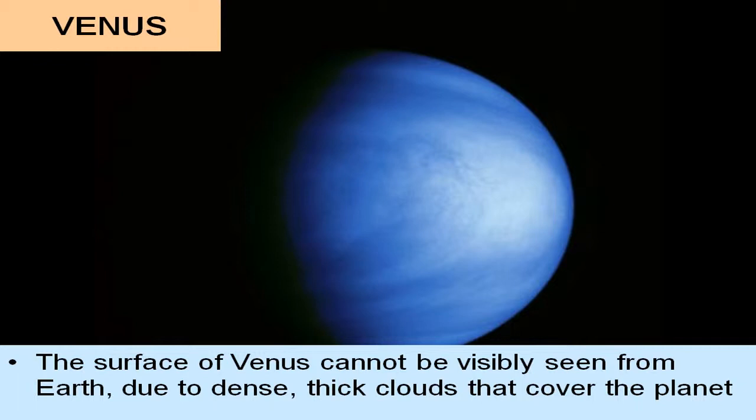We cannot see the surface of Venus from Earth because of a thick cloud cover that covers the whole planet. And so you can only see, at best, the thick cloud cover. So any telescope from Earth cannot see any geological features on the surface of Venus.